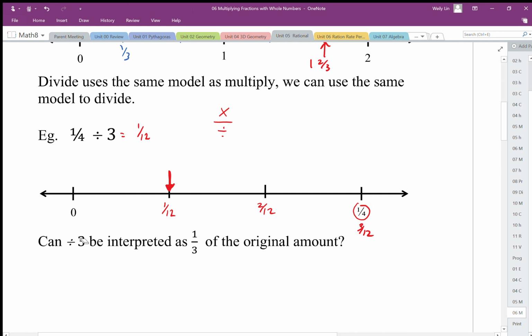So we want to see when we have a divide by 3, we can just put it as a fraction, 1/3, and then just multiply the fraction 1/3 times 1/4.